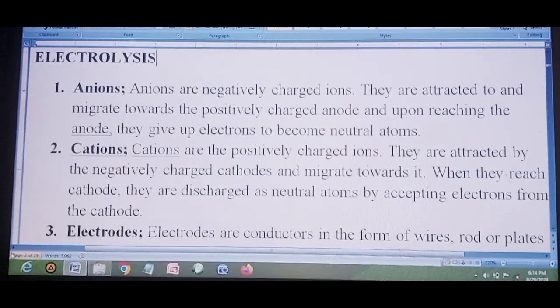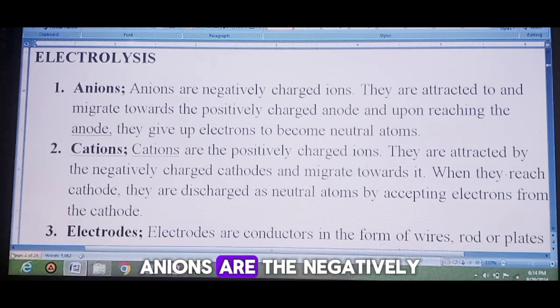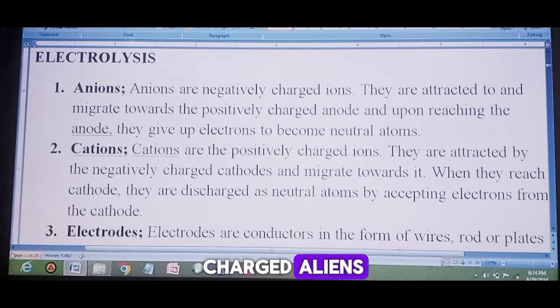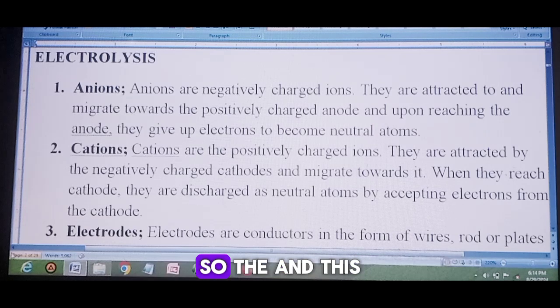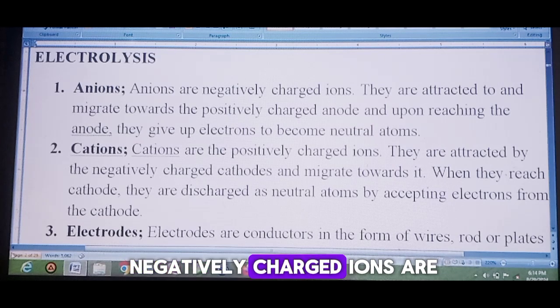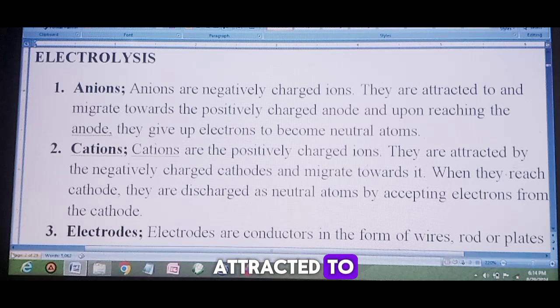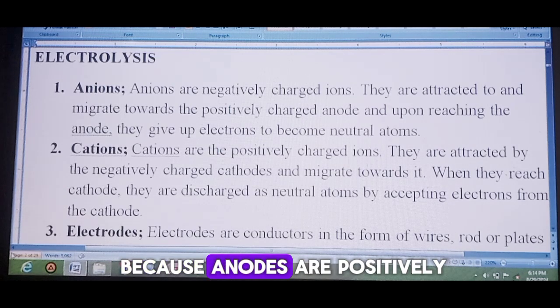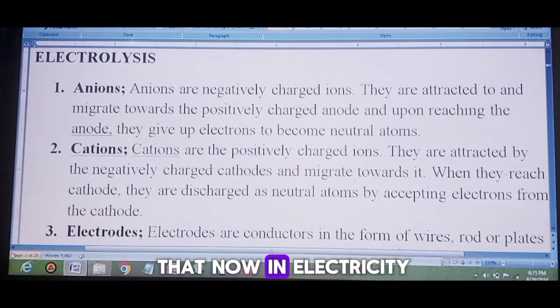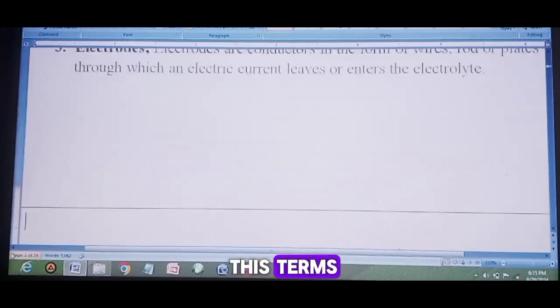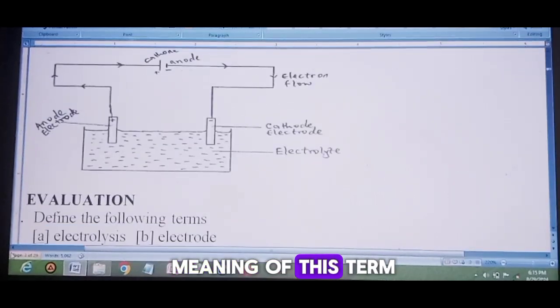Now, let's start with anions. What are anions? Anions are the negatively charged ions, right? So these negatively charged ions are attracted to the what? Anode. Because anodes are positively charged electrodes. I'll get to that. Now, let me use the electrolytic cell to define these terms or to explain the meaning of these terms.